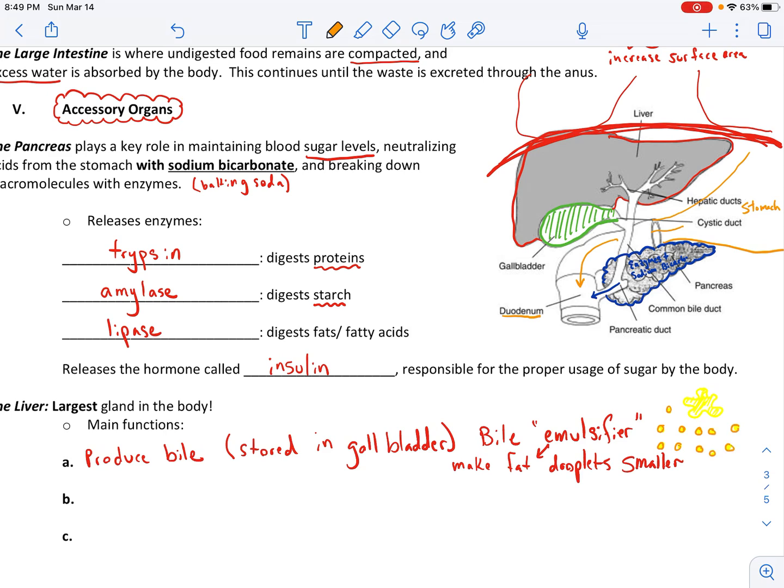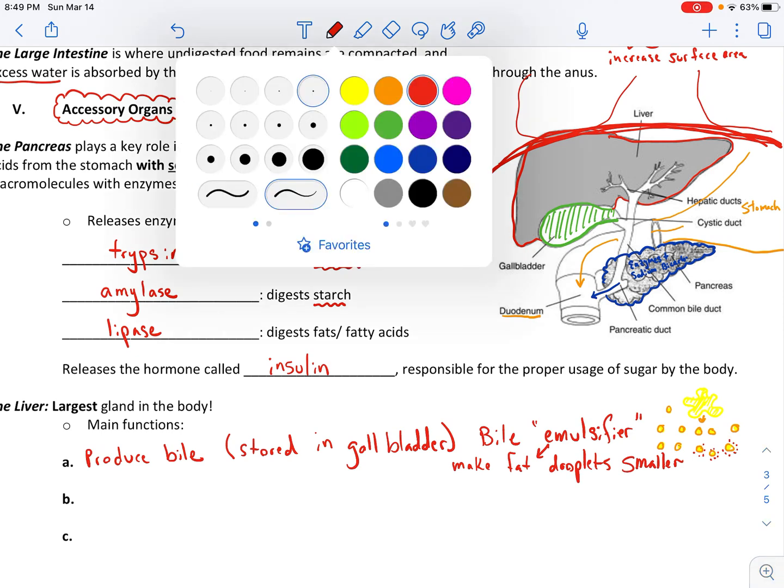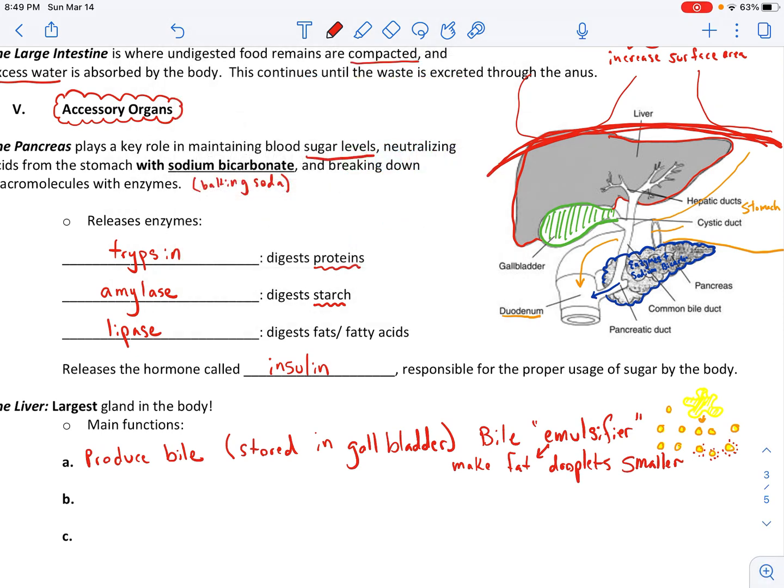So by making them smaller, then enzymes can act on them because essentially you are decreasing the volume and increasing surface area. So that helps with digestion to make it more efficient. So that's what bile does.